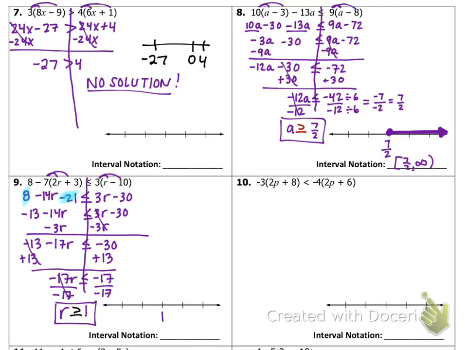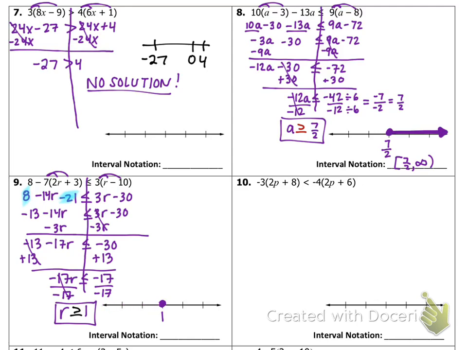Okay, so here's 1. It's a closed circle, right? Because we have an equal to sign underneath, which means it's a closed circle, and that means it's also going to have brackets in interval notation, right? Okay, so it's not going that way. So let me erase that.